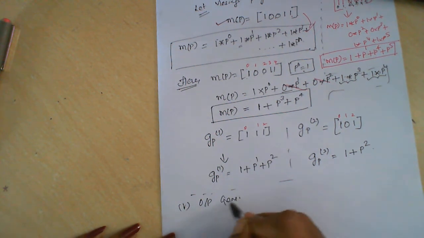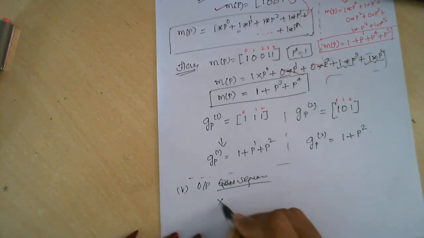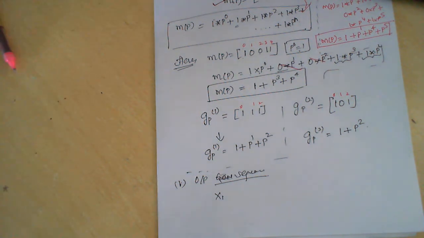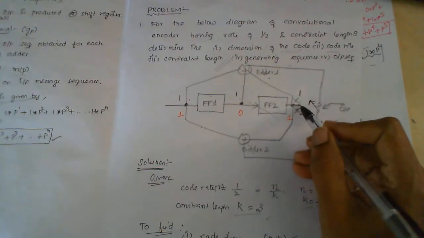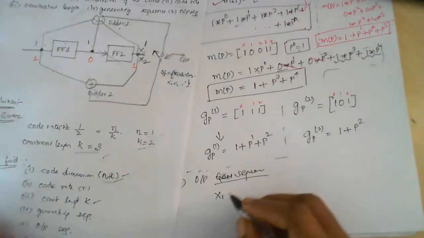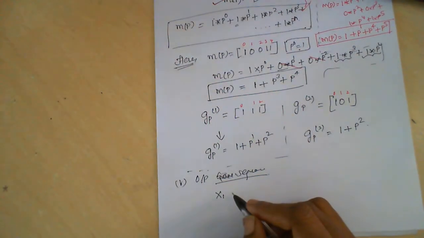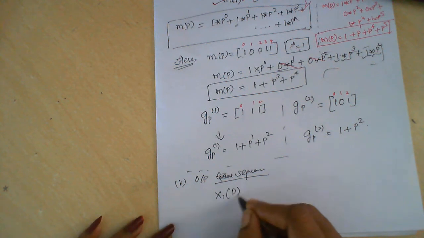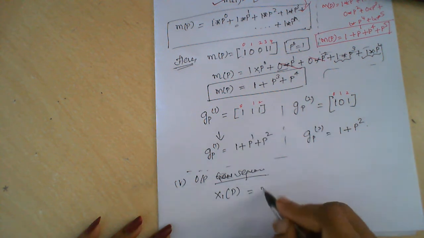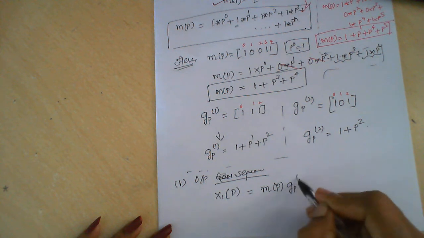When you need to find your output sequences, this is the step you need to follow. The output is specified in the diagram with variables; you go with those, else you can take any variable of your choice. Here the choice given is x1 as one output and x2 as the other output. So what is your x1? You should consider x1 of p in terms of a polynomial series. It is nothing but multiplying your message polynomial with the first sequence, GP of 1.